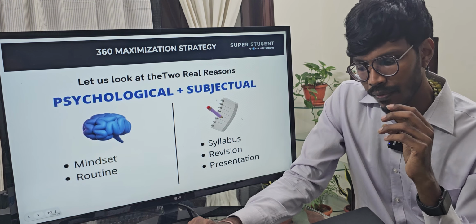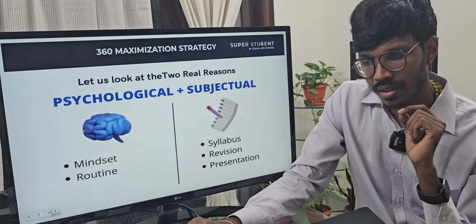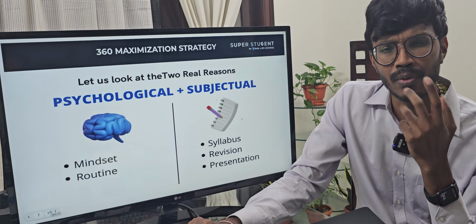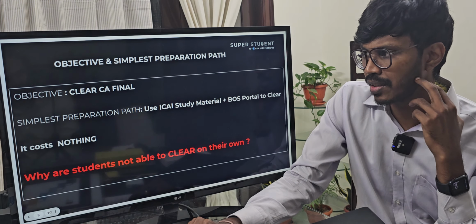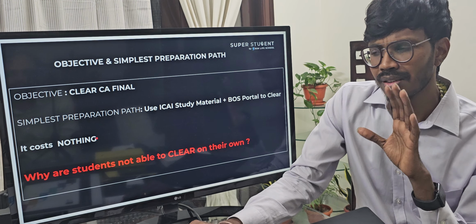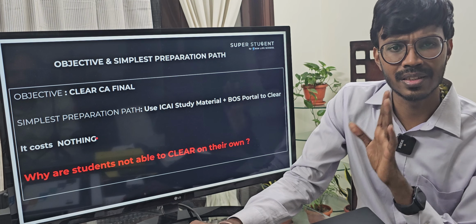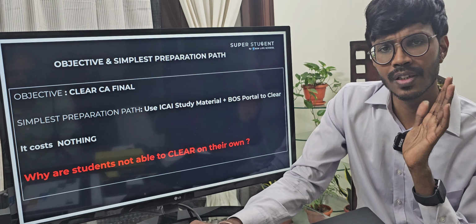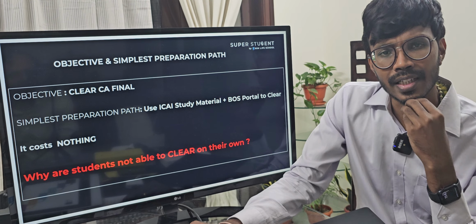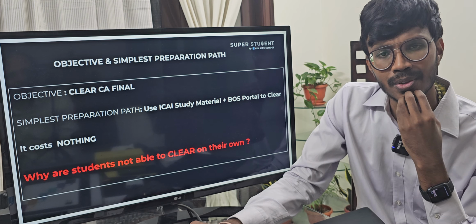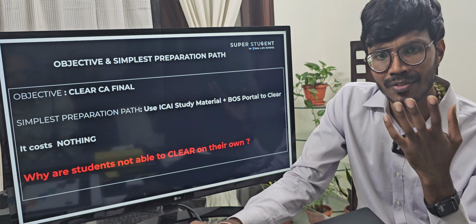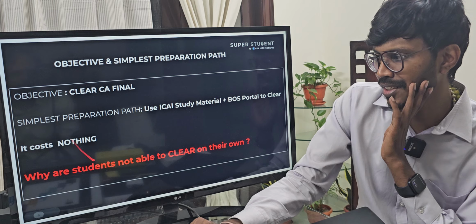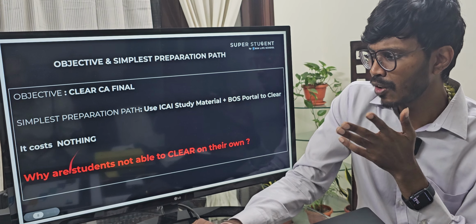Now, before we get into this, a thought comes to you: why can't I do it myself? We have got it covered. What is the simplest and easiest way to clear this exam? You doing it yourself, and that too, if you use ICI material, if you use ICI resources on the BOS portal, then actually you clear it for free, right? So this is exactly the simplest way, and it almost costs nothing.